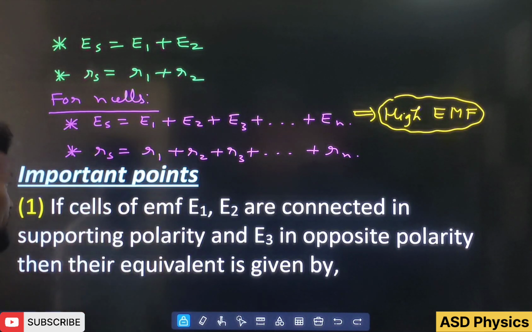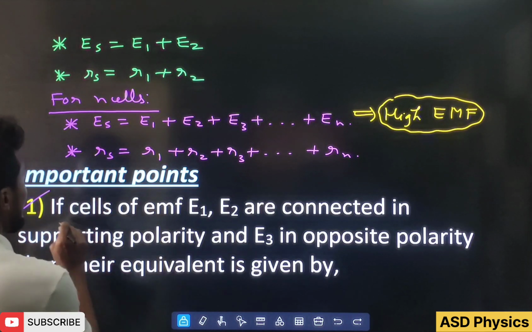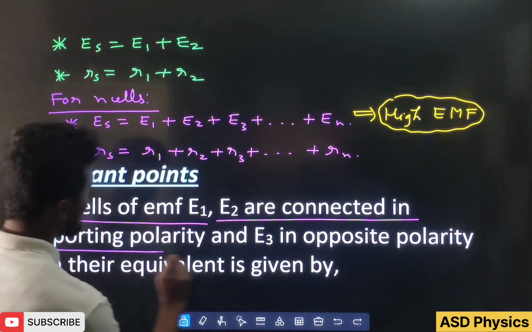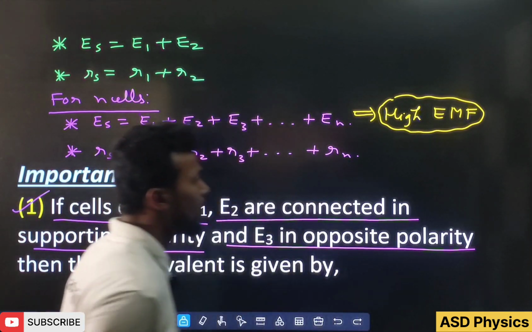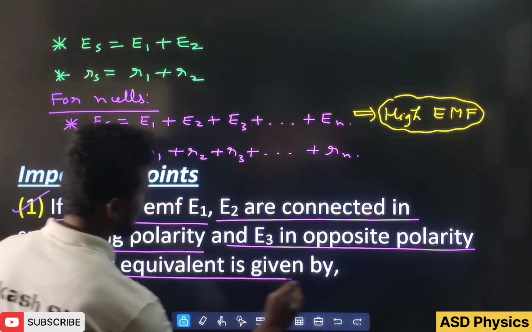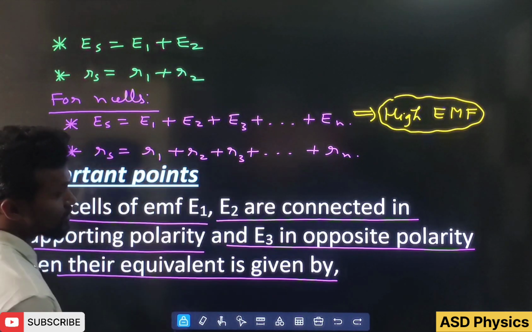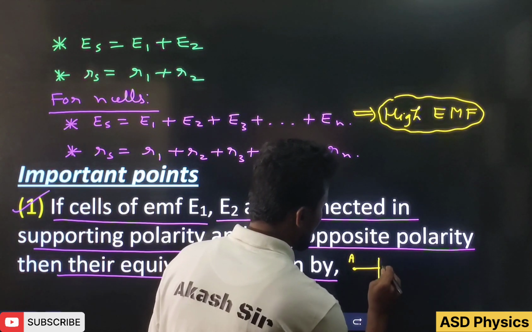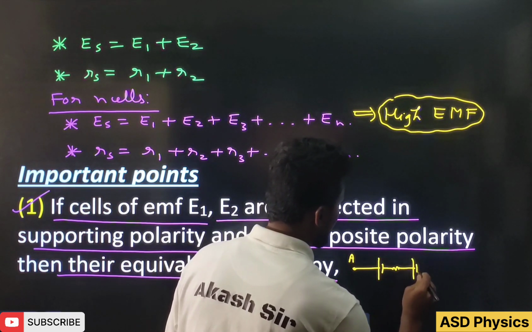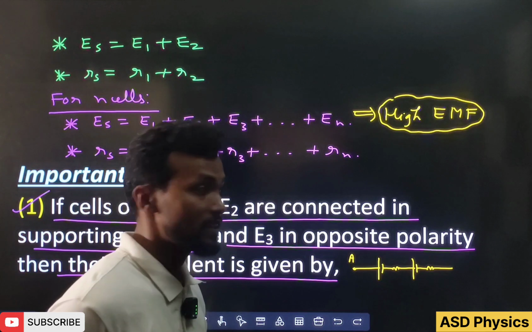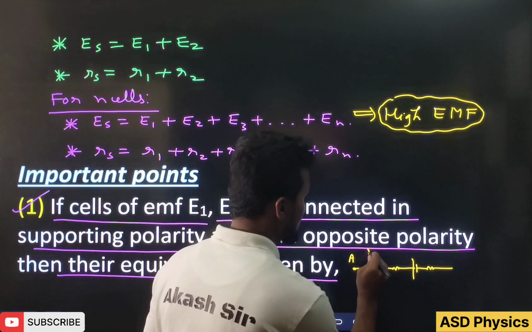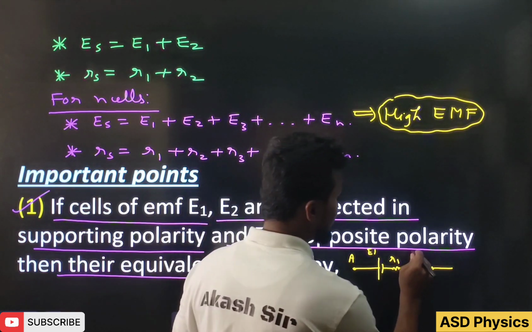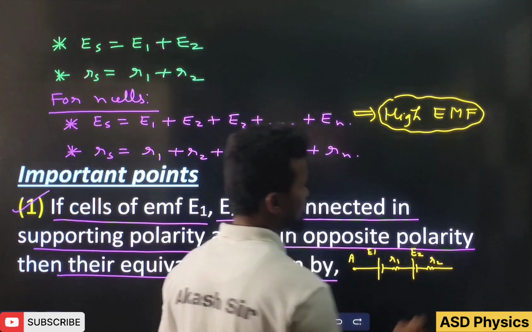Now let's see some important points. The first point is: if cells of EMF E1, E2 are connected in a supporting polarity and E3 in an opposite polarity, then their equivalent is given by, see how I'm doing here. This is the point A, this is E1 and this is E2. Now this is the supporting polarity. Why? Because due to E1, let's take this is E1 R1, current goes to the left side, and due to E2 also current goes to the left side.